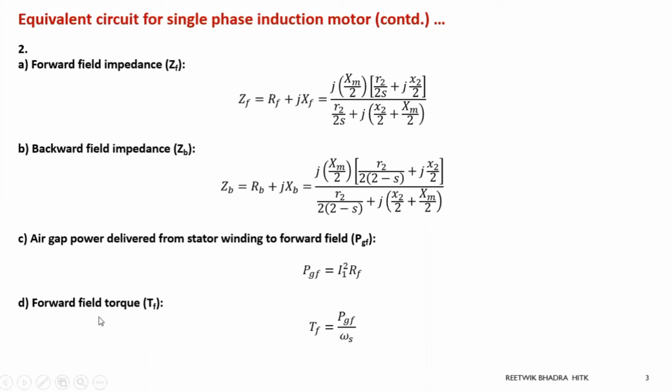Now what will be the torque? Torque will be power divided by omega. So TF, the forward field torque, F for forward, will be PGF, which you have calculated over here, divided by omega S.